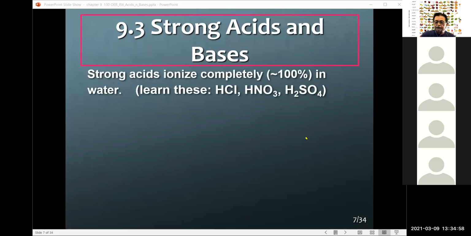And so here are a couple, three of them, that you may want to get to know by name. The first one is HCl, hydrochloric acid. The second one is HNO3, called nitric acid. And then the third one, with the formula H2SO4, is called sulfuric acid.